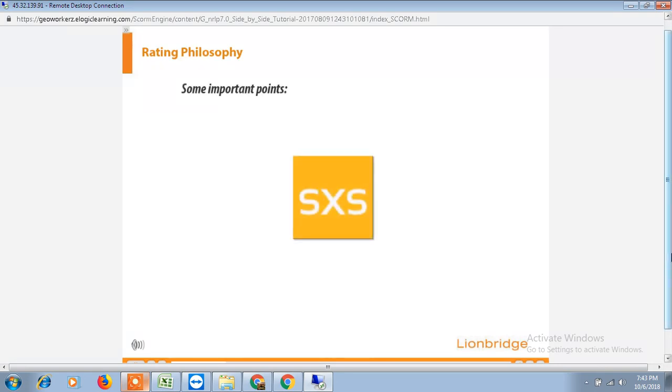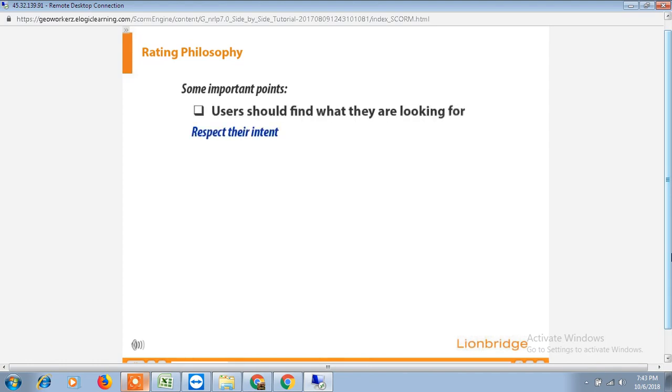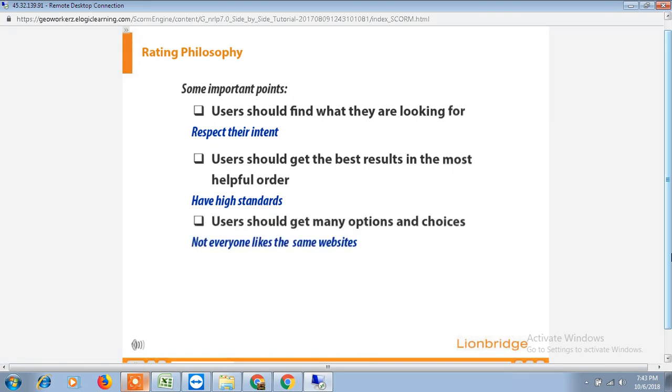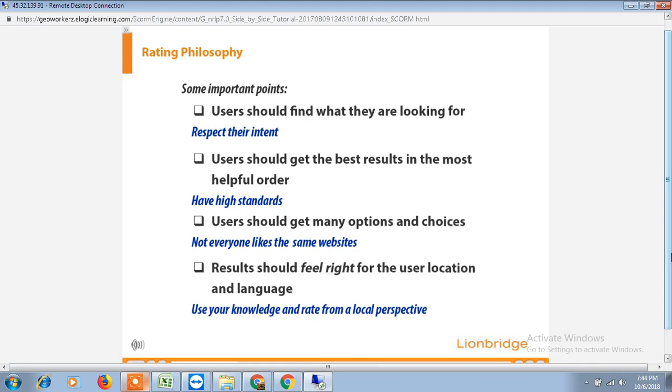Here are the most important points to remember about side-by-side rating. Users should find what they are looking for. Respect their intent. Users should get the best results in the most helpful order. Have high standards. Users should have many options and choices. Not everyone likes the same website. Results should feel right for the user location and language. Use your knowledge and rate from a local perspective.